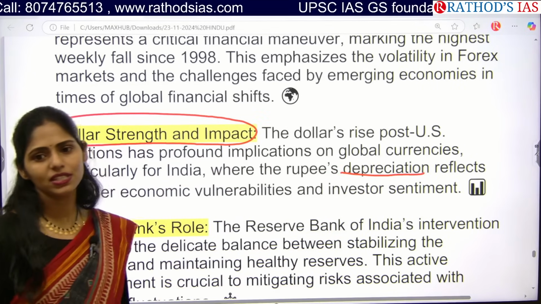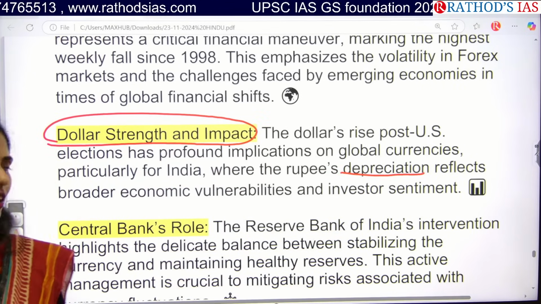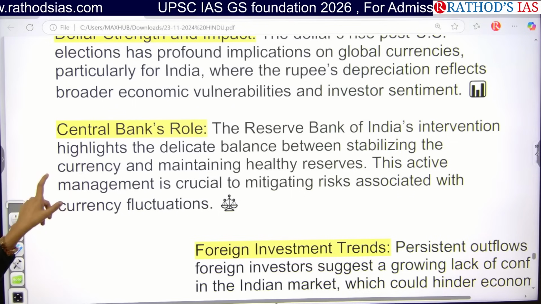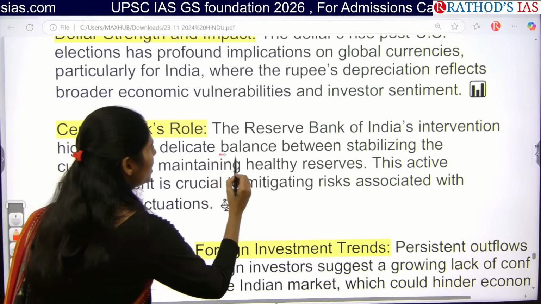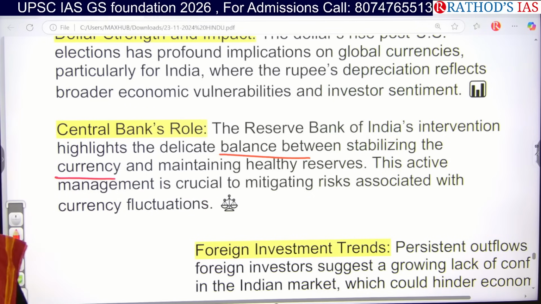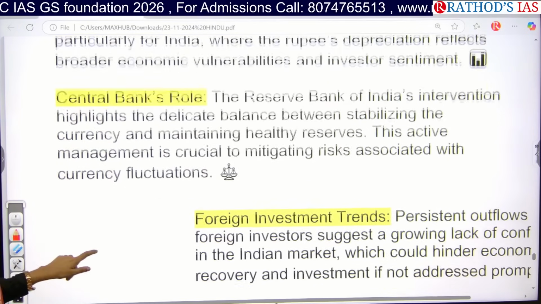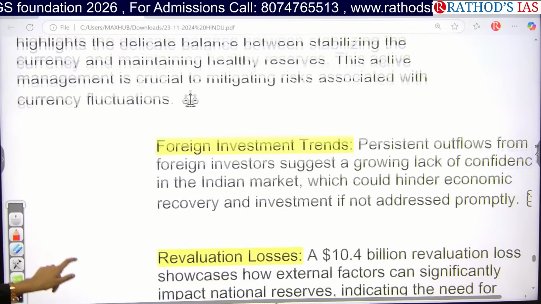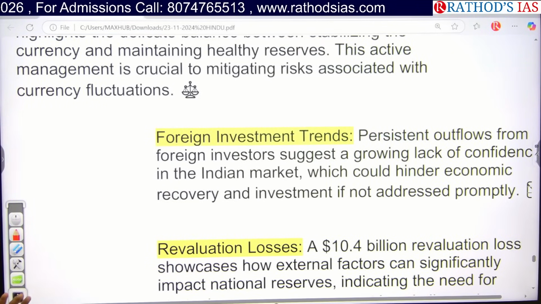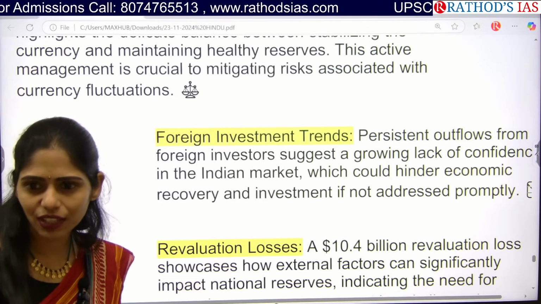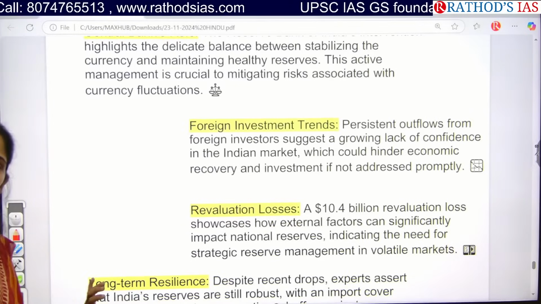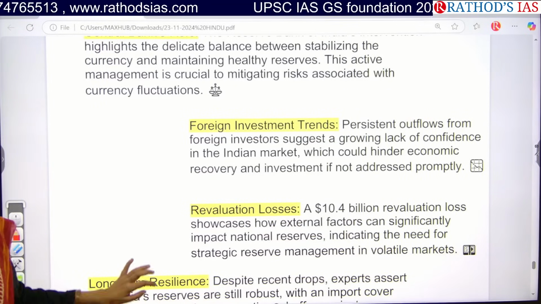So because of this depreciation, what happened? It will also be affecting investor sentiment as well. And now RBI needs to take a proper role in maintaining this. Especially it needs to balance between stabilizing the currency and also maintaining healthy forex reserves in our country. And next one here is, it will also affect foreign investors. So there is increasing lack of confidence of investors in the Indian market. Then what happened? Will they invest? No. There will be decreasing of foreign investment in our country. That will further decrease forex reserves.